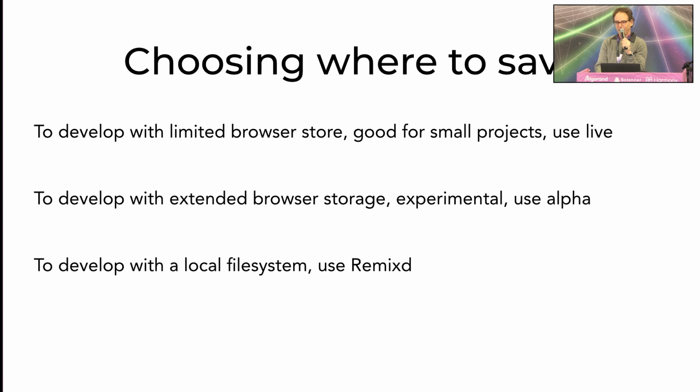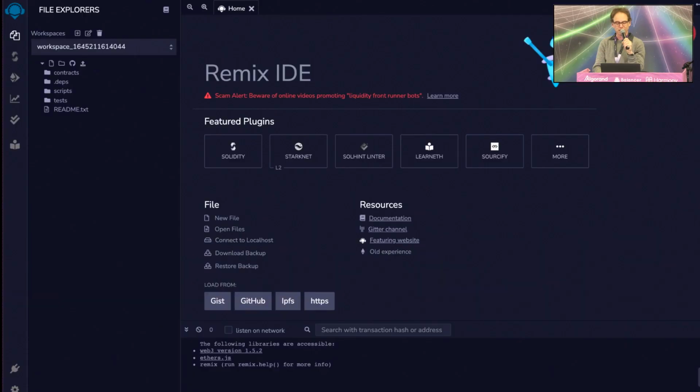Or you can save it to your hard drive using RemixD. If you're developing a small project, just use the out-of-the-box one and use dgit to push to a remote repo. If you're using a larger one, use Alpha. Then you can also push to GitHub to share your code. And if you want to store it on your hard drive, then you use RemixD.